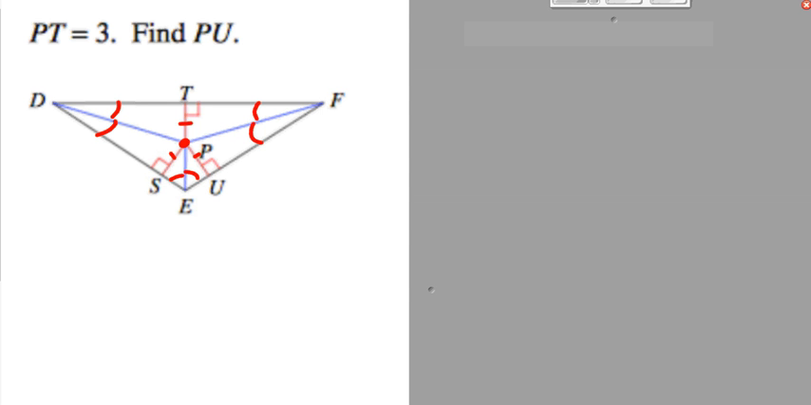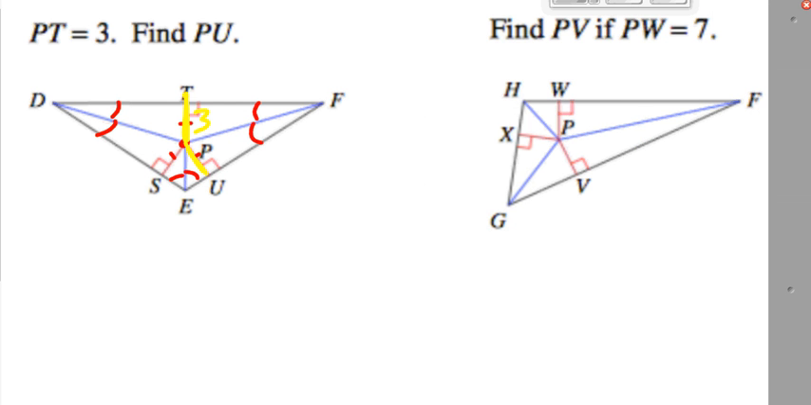All right, if PT, which is this guy right here, is 3, it says find PU, that's this guy. Well, they have to be congruent because they are the altitudes from the incenter. So they are both going to be 3. All right, find PV, same situation, if PW is 7. So if PW is 7, then PV, which is here, also has to be 7 if those are lines from the incenter drawn to the sides of the triangle.